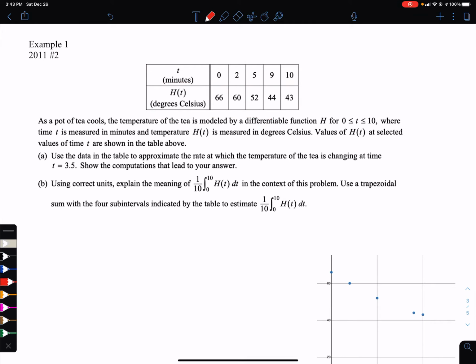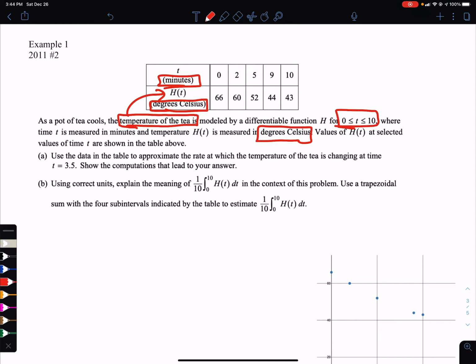So you have a pot of tea that cools. The temperature of the tea is modeled by H. So H is the temperature of the tea. That's what H is. Time from 0 to 10, where T is measured in minutes, and temperature H of T is measured in degrees Celsius. That's all given here, degrees Celsius and minutes. And you have select values of the temperature H of T at different times.